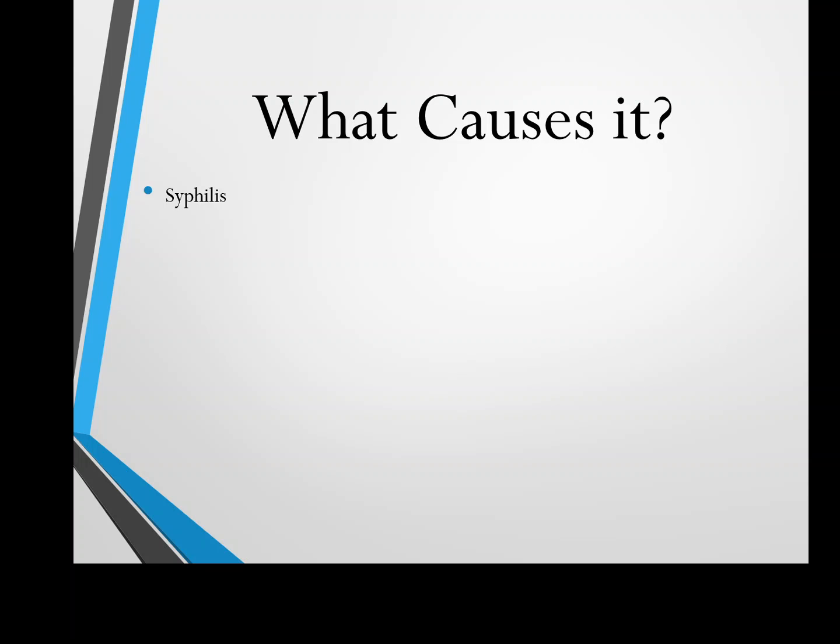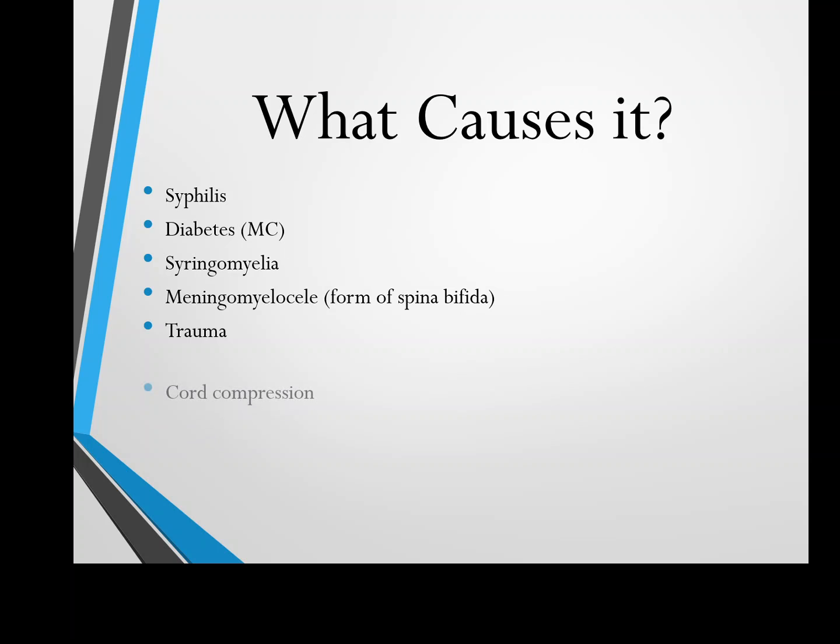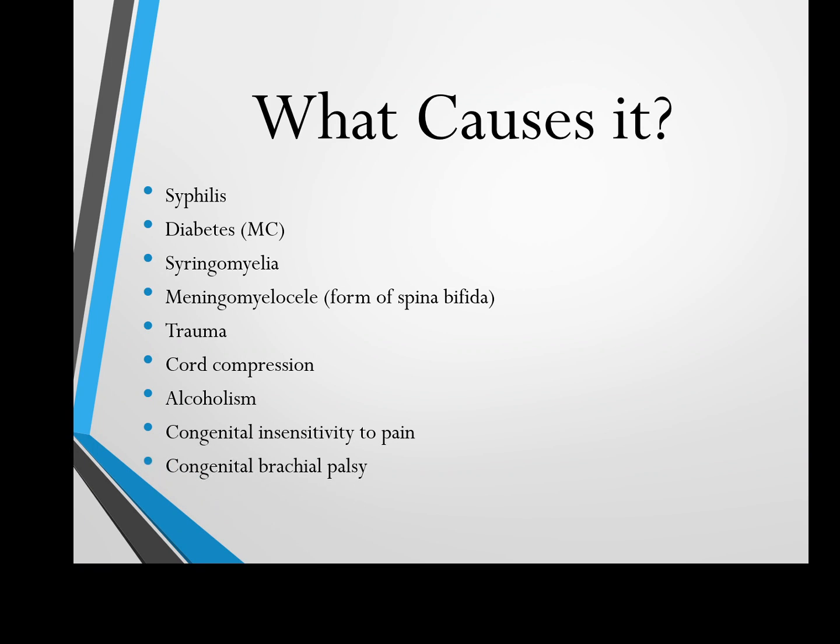So, it is a late stage of neurosyphilis. Diabetes, again, late stage of diabetes, which is the most common cause for Charcot joints. Syringomyelia, meningomyelocele, which is a form of spina bifida. Trauma can do it. Cord compression, obviously associated with both trauma but also neurological complications as a result of degenerative diseases of the spine. Alcoholism, congenital insensitivity to pain, and congenital brachial palsy.